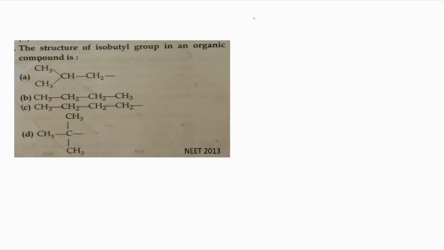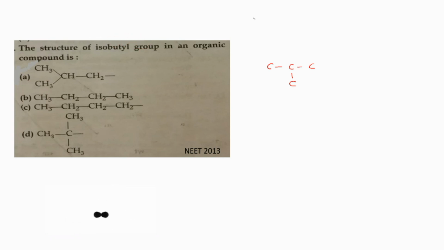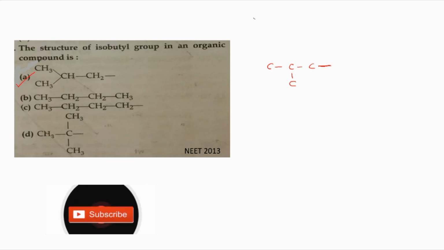Now see this question. This question was asked in a 2013 NEET paper. The structure of isobutyl group in an organic compound is. Isobutyl group means what should come to your mind first? It will have 4 carbon atoms, and isobutane is the isomer with one branching. If you are using the same name of the isomer, see where the substituent will be coming and attaching, at the end. Out of these, which one will be the correct option? The first one. It's so easy.